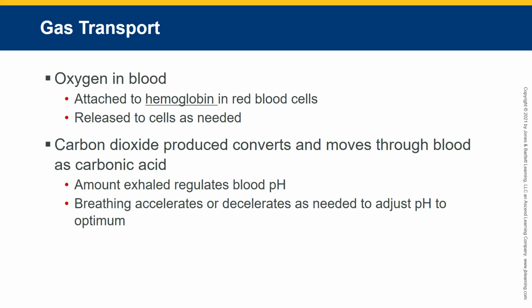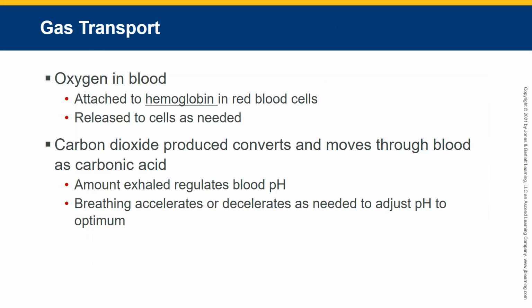It's way too much to talk about in this class beyond what the book talked about, but it's part of the process that produces a more acidic blood. And so I just talked about how you can accelerate or decelerate your breathing to adjust the pH to exactly where it's supposed to be. Sometimes that happens on purpose, but your body actually does most of this naturally.